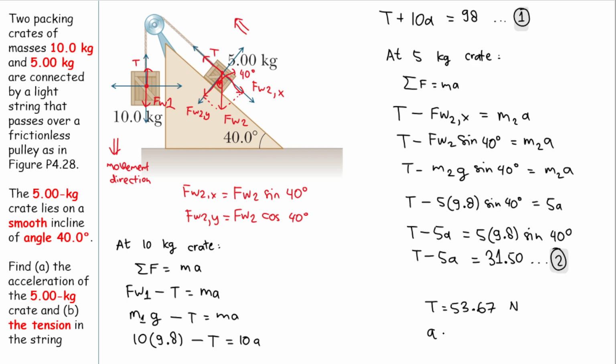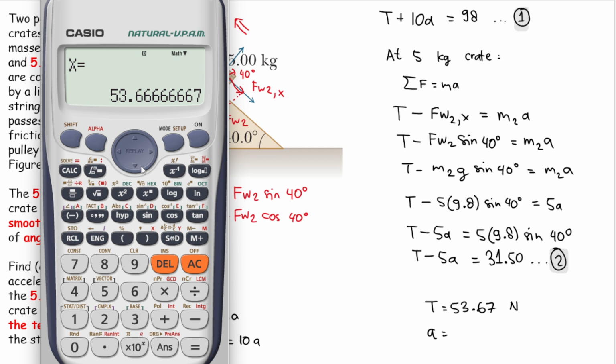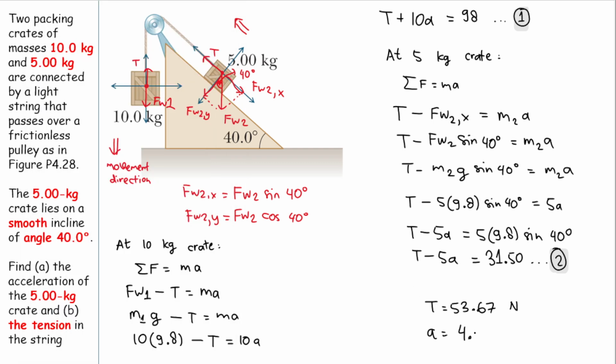And then what is the acceleration? We will have this one here, 4.43. And the unit here will be meters per second squared. And this is the answer for question A, and the tension is question B.